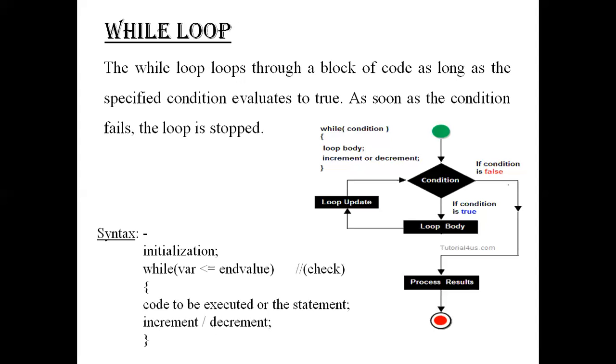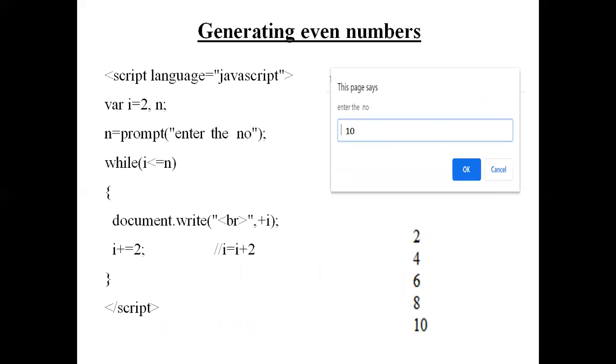So let's see a sample program using the while loop to generate even numbers. This is a program to generate even numbers. So I'll start with script language is equal to JavaScript. Here I want two variables if I am not specifying the last value. And if I am specifying the last value, I need only one variable. Okay, this is already explained in the last session. Still, again, I am revising it.